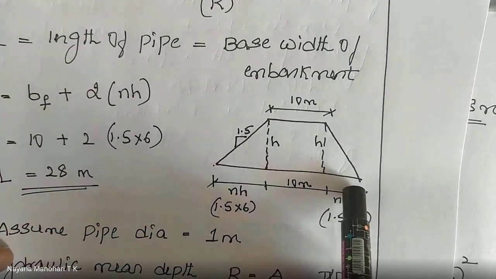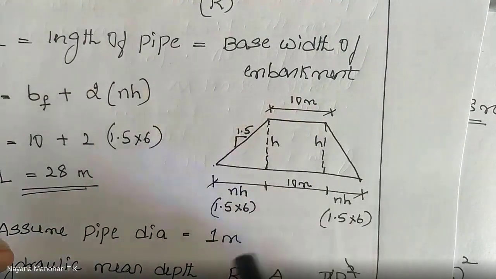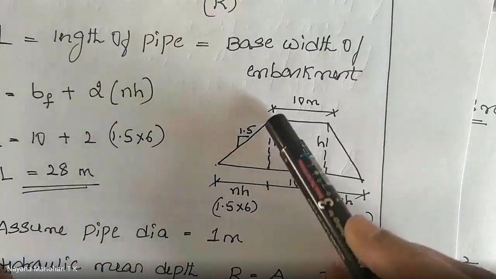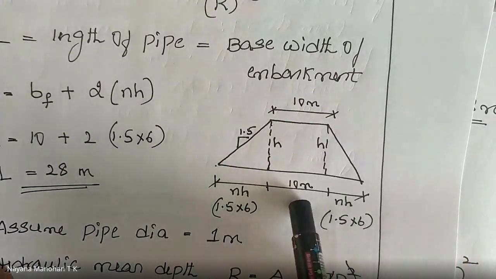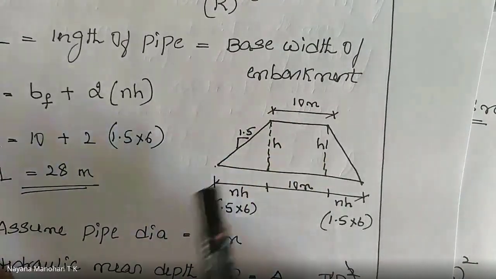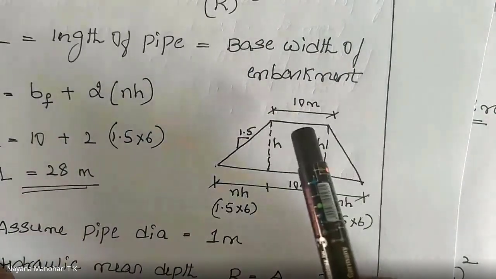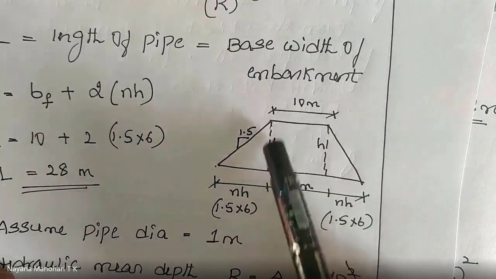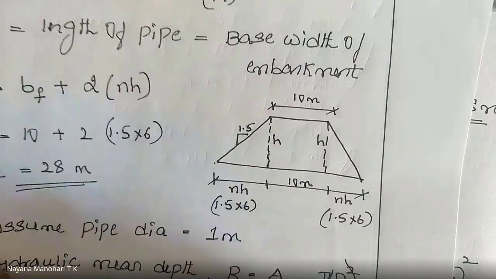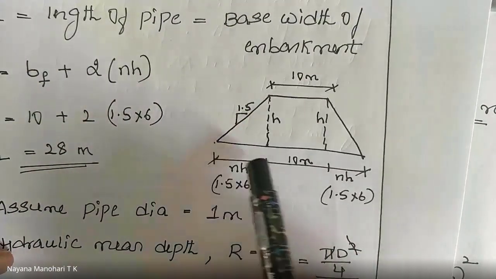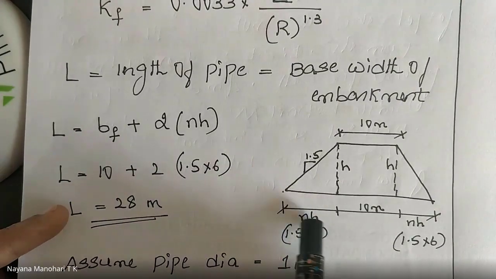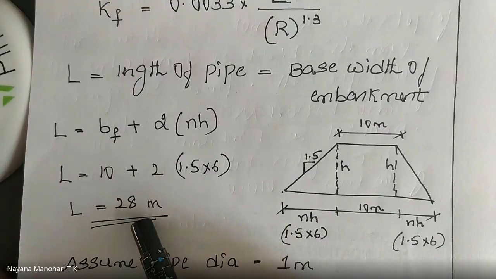How to calculate this base width? Divide this trapezoidal shape into regular geometric figures. One is a rectangle and these two are right angle triangles. The rectangular width you know, that is 10 meter. This length will be equal to this length. How to calculate this length? It is a right angle triangle, the hypotenuse side you know, and this vertical height, that is the height of the embankment, they have specified in the problem, H value is 6 meter. Slope into this height value will give you the width of this portion. Then total width equals formation width plus twice N into H value. Calculate the length of the pipe.